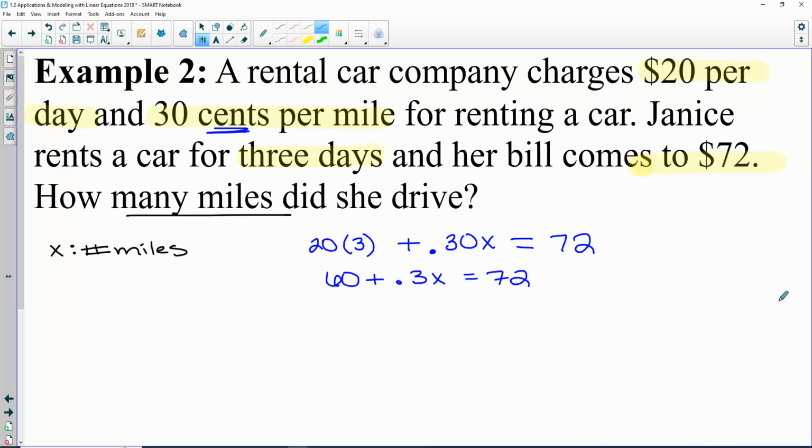So 60 plus 0.3x equals 72. Subtract over the 60. Divide by 0.3. You're welcome to come grab a calculator anytime you need to. Just walk over and grab one. Get one for your friends if you want.